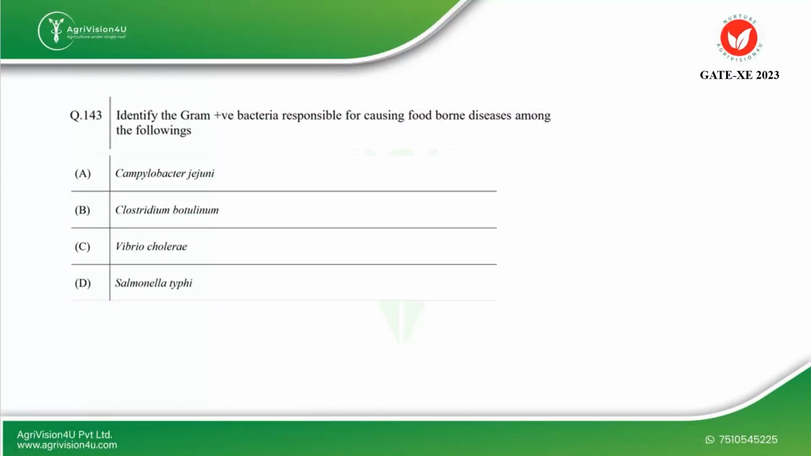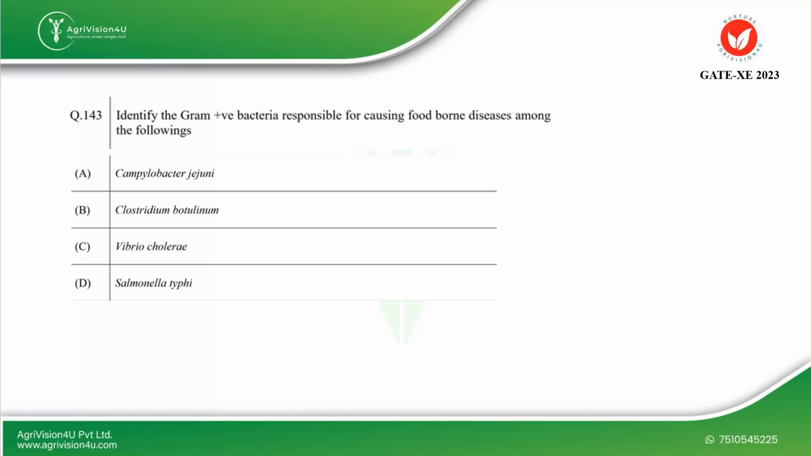Now let's dive into today's session of GATE XE 2023 second part. So first question, that is: identify the gram-positive bacteria which is responsible for causing foodborne diseases among the following. First option, Campylobacter jejuni. Second option, Clostridium botulinum, Vibrio cholerae or Salmonella typhi.